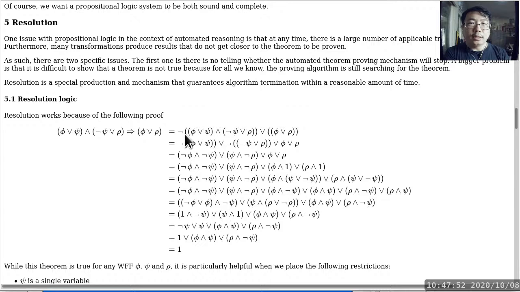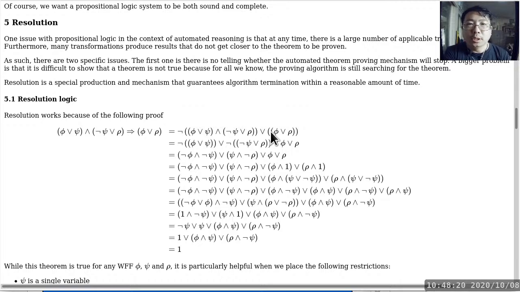The first line is applying the definition of implication, because implication is negating the left-hand side or the right-hand side. So I am doing exactly that. This negation here is applied to the entire left-hand side of the implication, and then this or is taking the place of the implication, and whatever is on the right-hand side can remain the same.